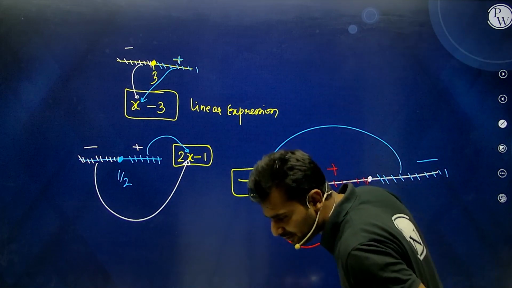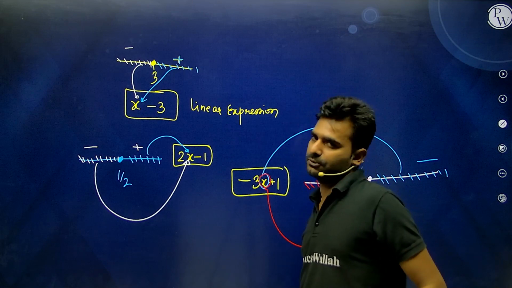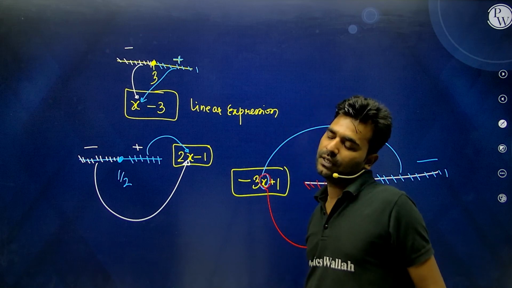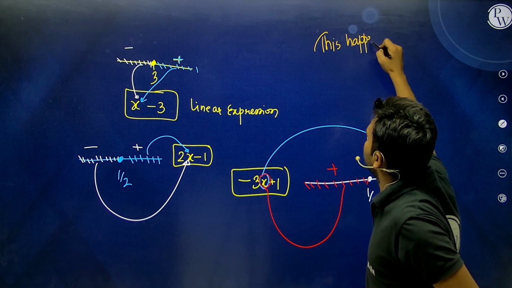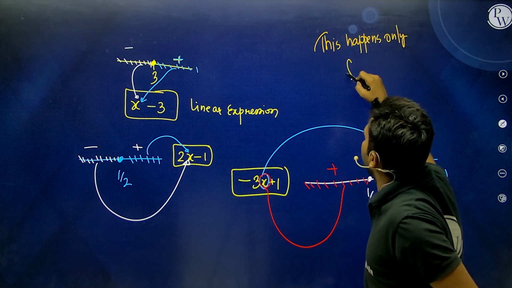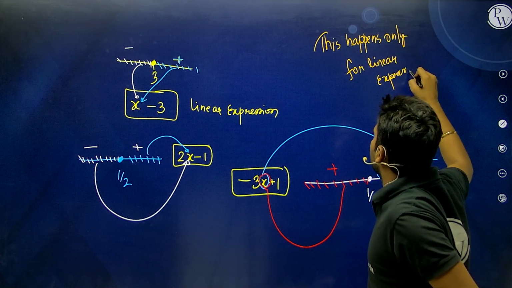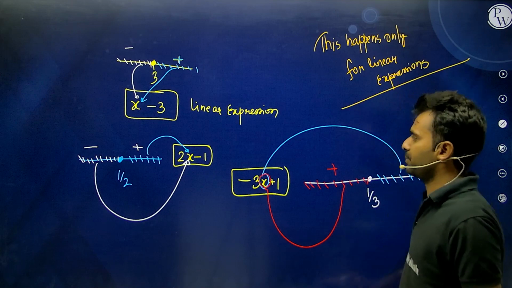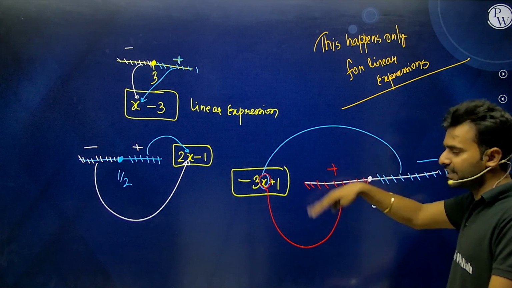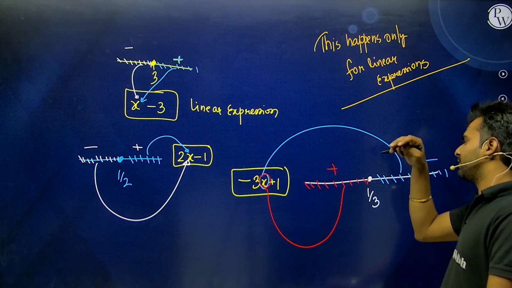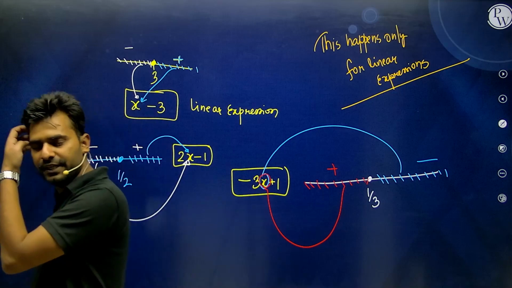Linear means the maximum power of x has to be 1. This happens for each and every linear expression. This doesn't happen for a quadratic function. This happens only for linear expressions, that on one side the expression is going to be positive, another side it is going to be negative. If this side it is positive, another side it has to be negative. Right? Understood, everyone? Yes? Any difficulty in this?